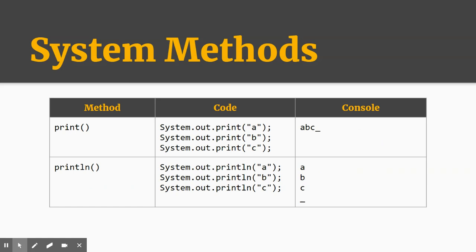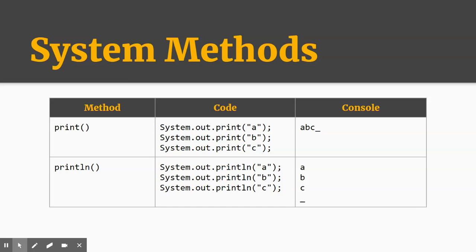So we can see some examples of it here. The first row is that print method. You'll see 3 lines of code. When we say print A, print B, print C, they all stay on the same line. And so in that console on the right, you can see the cursor is waiting in the next space right after C. You won't actually see the cursor in the console, but I'm just showing it as an underscore character. That's where the cursor is waiting in the console.